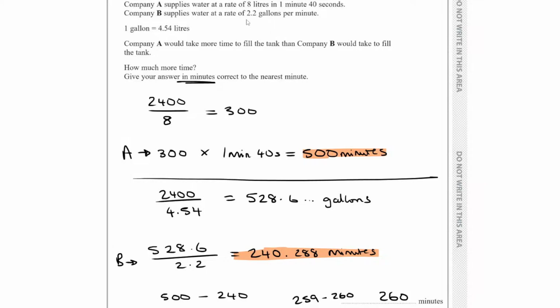You could, I guess, convert the 2.2 gallons into litres here. You could convert that bit if you wanted to. To me, it just didn't really make sense to do that, so I just didn't. But it depends what makes sense to you, doesn't it? They've got different methods in the mark scheme, because for everyone it's going to make sense in a different way.